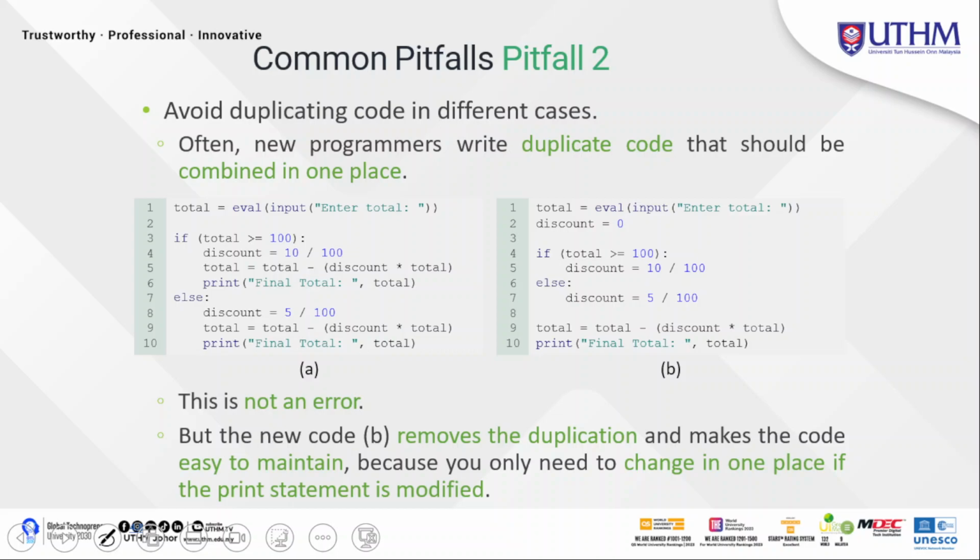So first of all, A. Total equal to eval input, enter total. If total is greater than 100, discount is equal to 10 divided by 100, total equal to total minus discount times total, and print final total. Else discount equal to 5 divided by 100, total is equal to total minus discount times total, print final total. So you can see the difference between the first if else statement and the second. Again, A is not an error, but the new code removes the duplication and makes the code easier to maintain. The number of lines is still the same. The only thing is the if else statement is combined to produce much easier source code, which is easy to maintain.